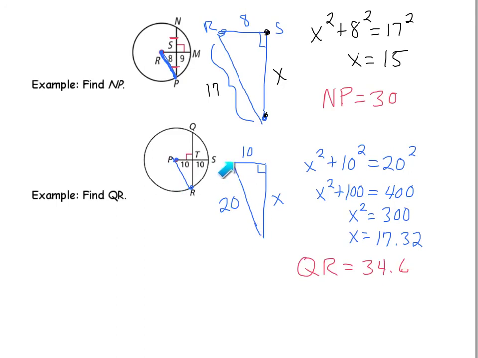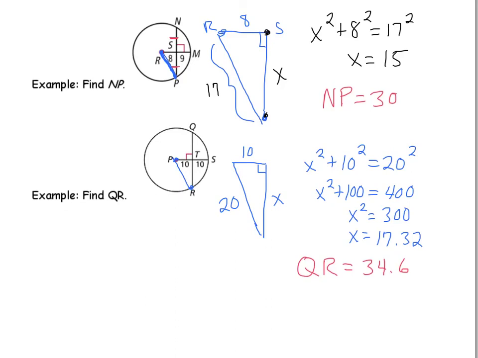So I drew my triangle out a little bit larger for you to see. Then I said, from P to T, that's 10. From P to R, that's 20. All I have to do is find the distance from R to T. So that's my x. So in Pythagorean theorem, I do x squared plus 10 squared equals 20 squared, because 20 was my hypotenuse, and I solved. I end up getting 17.32. I know that's the distance from T to R.